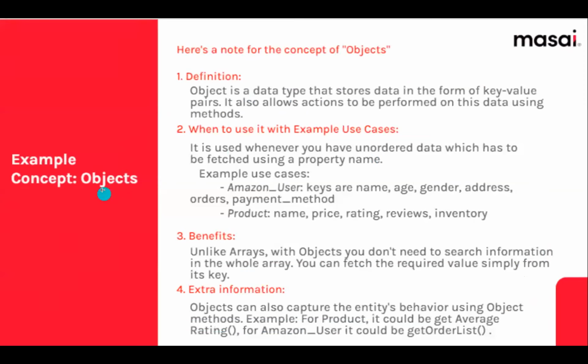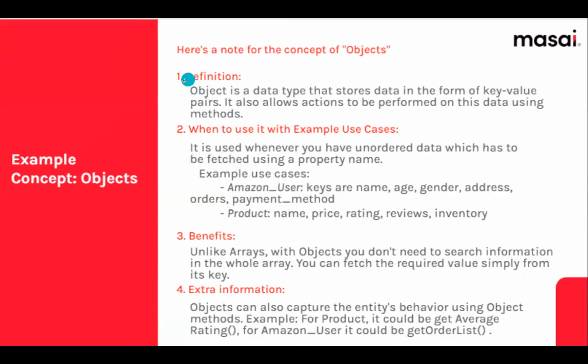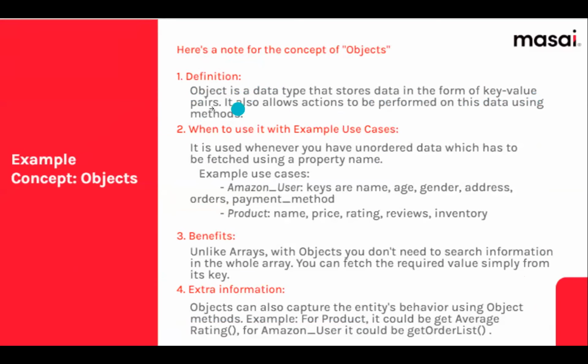Everybody knows about objects, in Java as well as in JavaScript. So let me tell you about objects. Here is the definition. An object is a data type that stores data in the form of key-value pairs. These are technical terms. It also allows actions to be performed on this data using methods. This is a technical definition, but it is not tough to understand. It is very easy to understand.